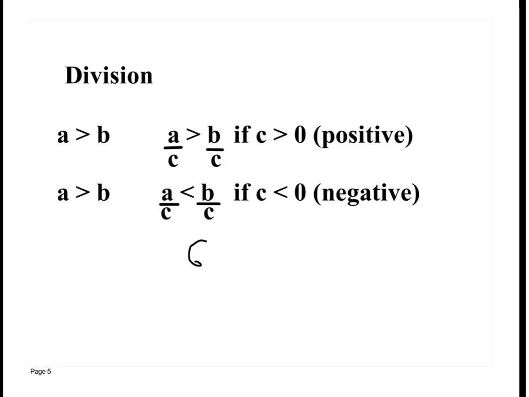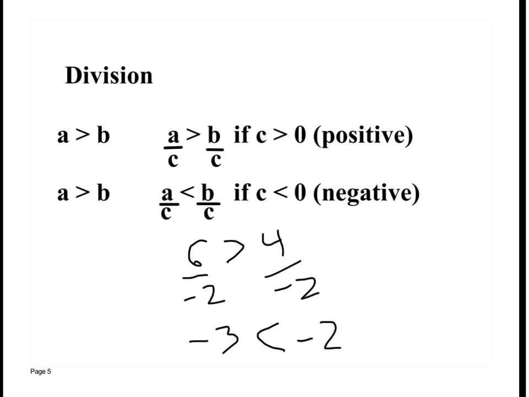Let's say 6 is greater than 4. Everybody agree with that statement? Let's say I'm dividing both these by negative 2. What's 6 divided by negative 2? What's 4 divided by negative 2? Which one's bigger? Negative 3 or negative 2? Negative 2. See how I changed my sign? For it to remain a true statement, you have to change your sign if you multiply or divide by a negative number. Can you put whatever numbers you want?